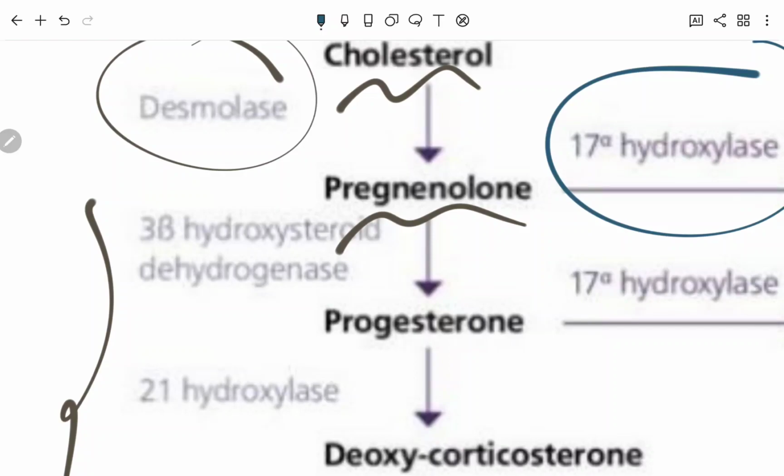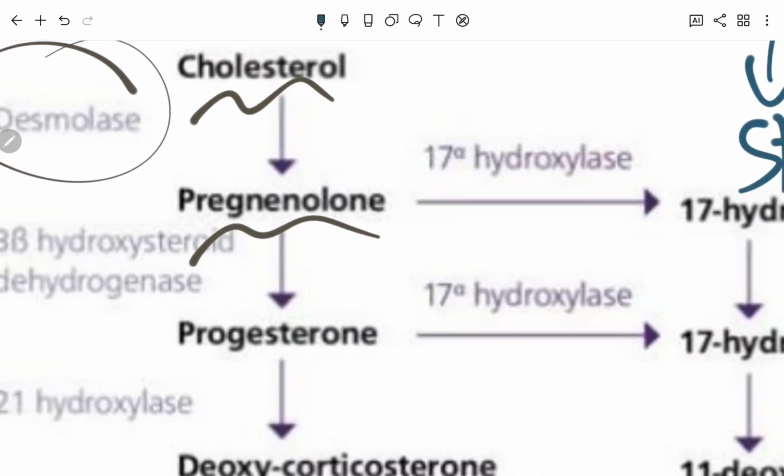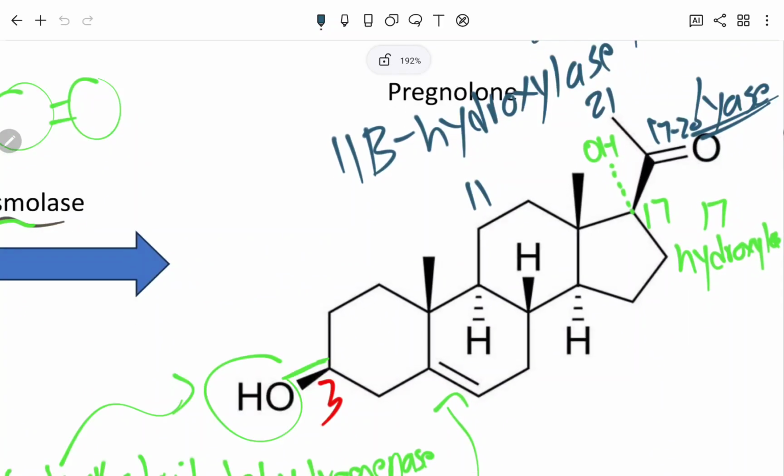Mr. Pregnenolone, you want to synthesize mineralocorticoids. Would you like to undergo 17-hydroxylation? Pregnenolone was going to answer no, because the zona glomerulosa wants to synthesize aldosterone. There's no need for 17-hydroxylation. And so pregnenolone would not undergo any 17-hydroxylation. If pregnenolone wants to synthesize mineralocorticoids, no 17-hydroxylation would occur.